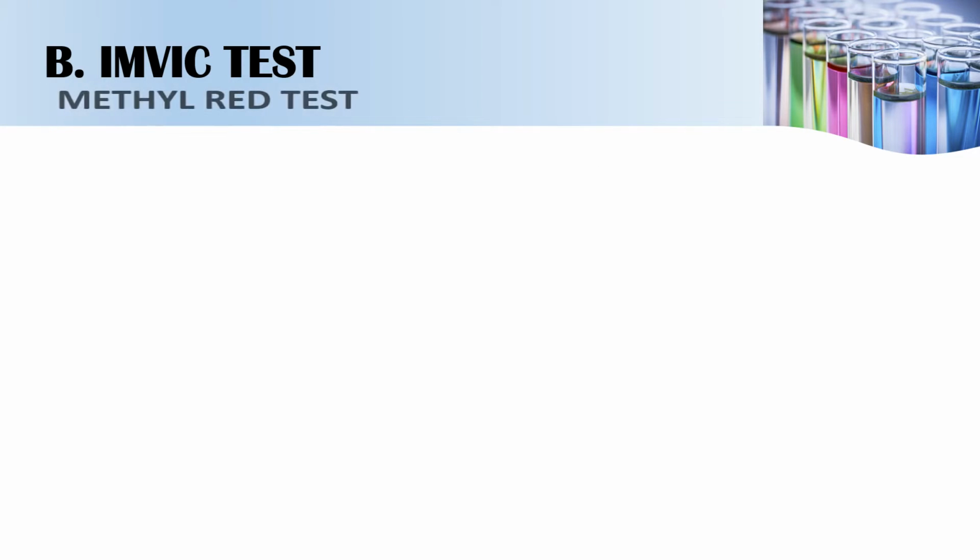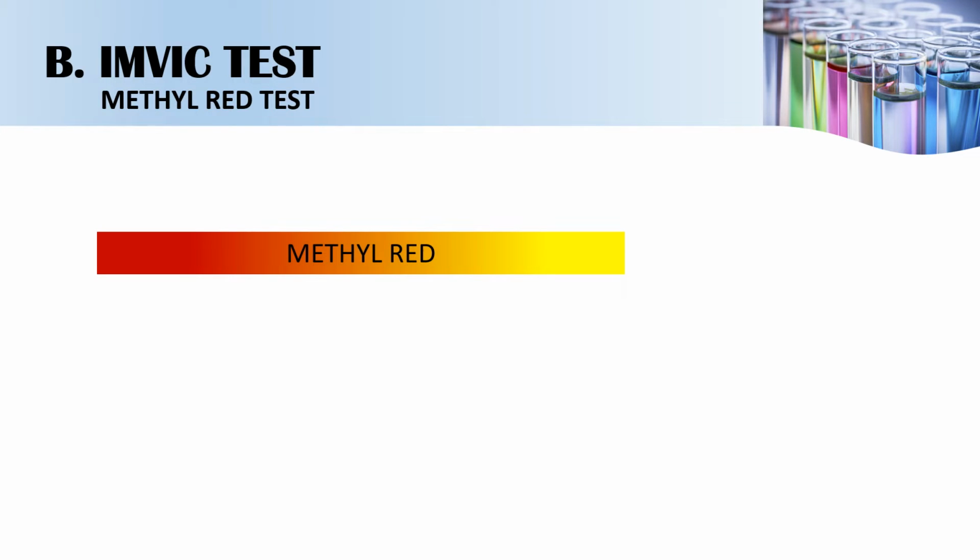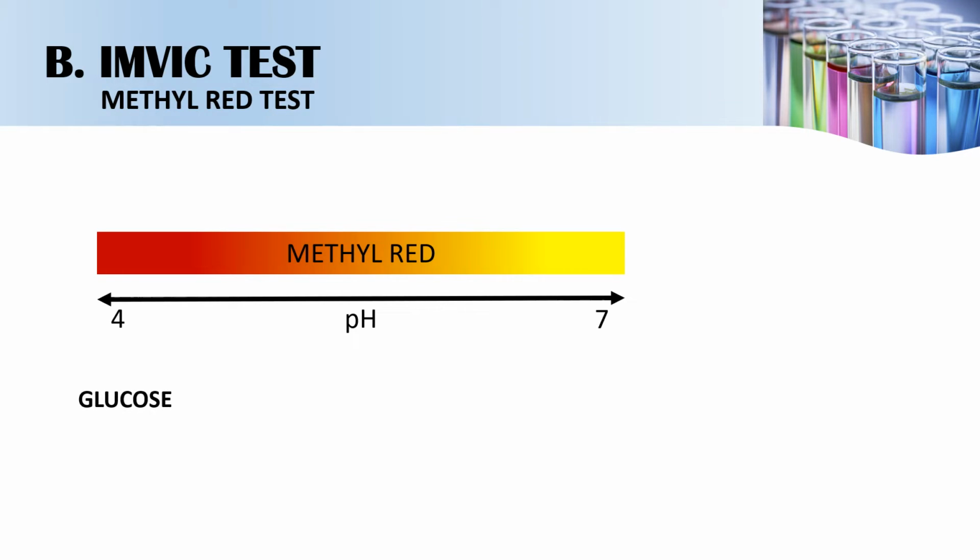Next, we have the methyl red test. For this test, we have methyl red as our indicator. At low pH, it turns red or remains red, and turns yellow at high pH. All enteric bacteria catabolize glucose for their energy needs. So this glucose is converted to pyruvic acid via the Embden-Meyerhof pathway, and this will further be converted to other compounds depending on the enzyme pathways present in the bacteria.